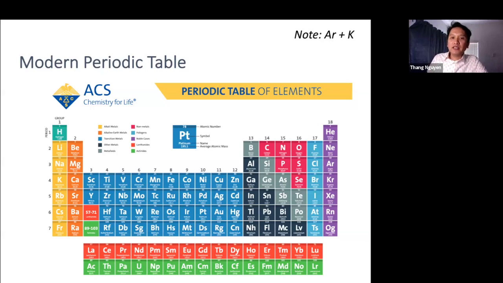And you can think about the atomic number as like your social security number, right? Everyone has their unique number to identify themselves. Well, atoms or elements have a unique number that identifies itself too. It's called the atomic number.